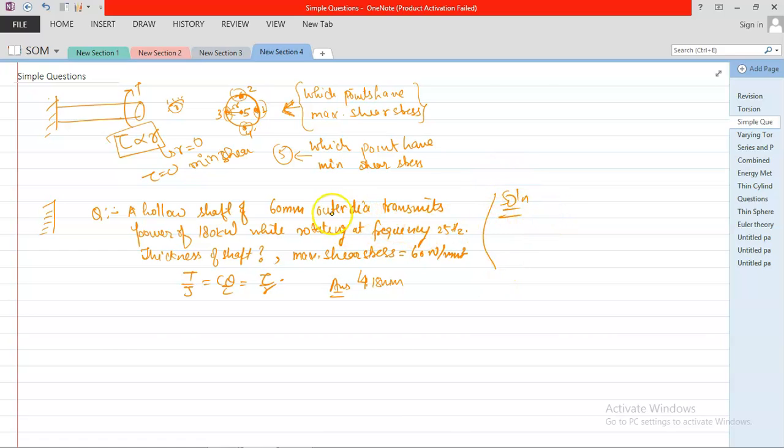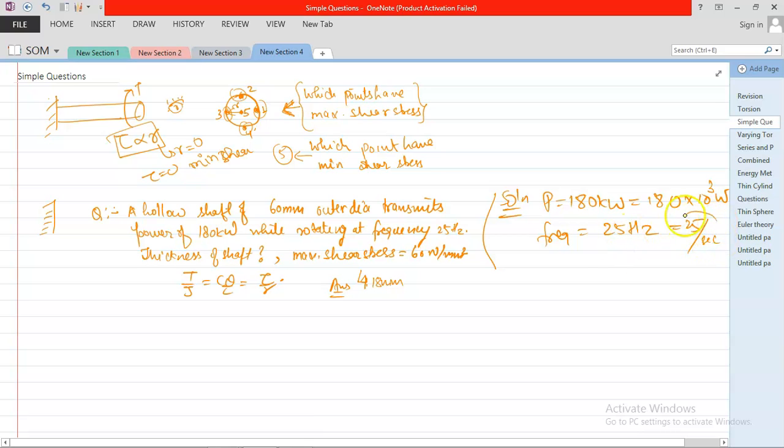First of all, your power is given. Power is 180 kilowatt, that is 180 into 10 raised to the power 3 watt. First write everything in the units you are familiar with. Frequency is 25 hertz. What is the meaning of frequency? Frequency means in 1 second it is rotating 25 times. It is called 25 per second, meaning in 1 second it rotates 25 times.